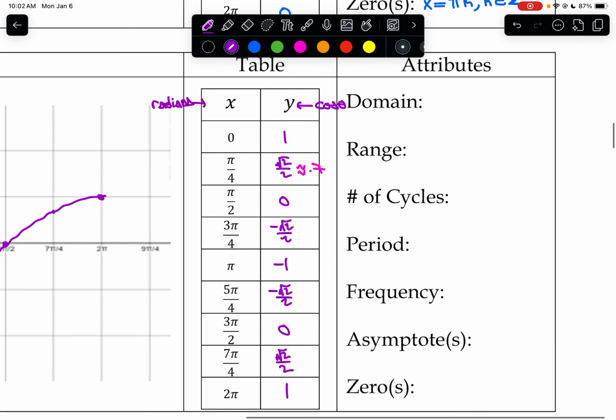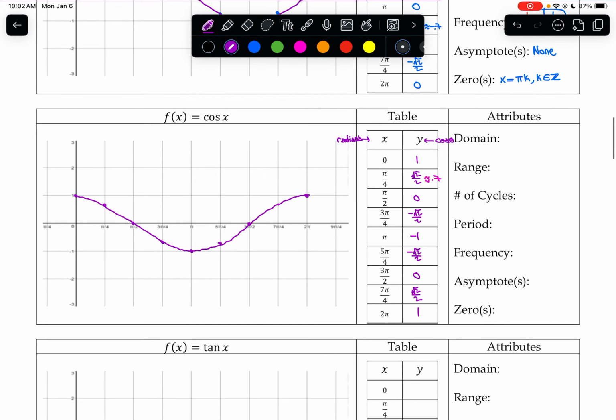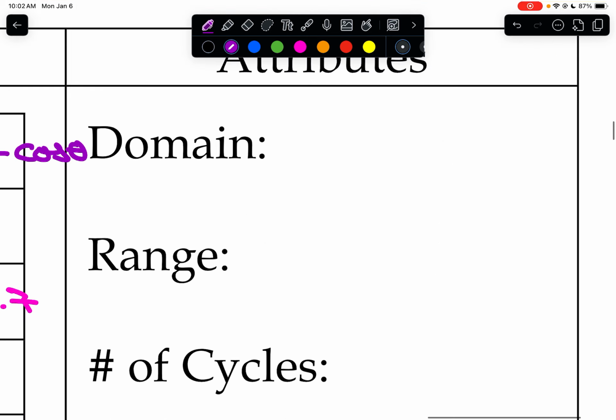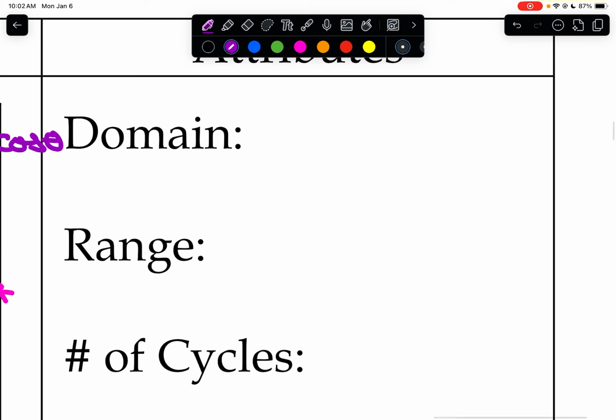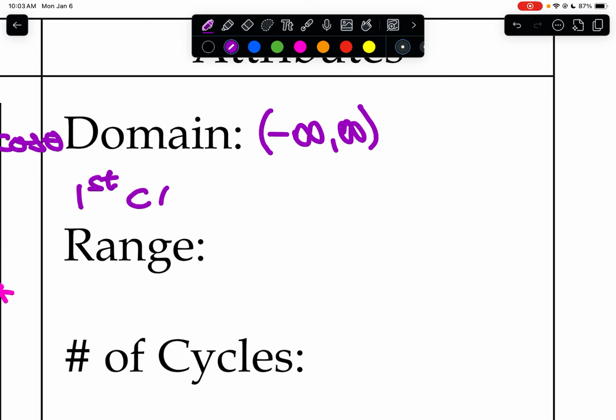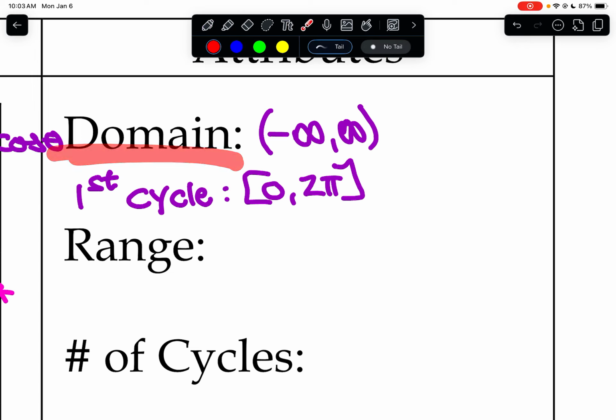All right, so now we're going to look at the domain, the range, number of cycles, period, so on and so on. So for your domain, rather, the full domain, because it's going to keep going indefinitely, remember, it's going to oscillate back and forth indefinitely in both directions. So if I'm talking about the full function, it's going to be negative infinity to positive infinity. But if I'm talking about just the first cycle, then my first cycle would just be from 0 to 2 pi. So just be careful. Remember, make sure you're paying attention if I want the whole thing or if I just want the first cycle.